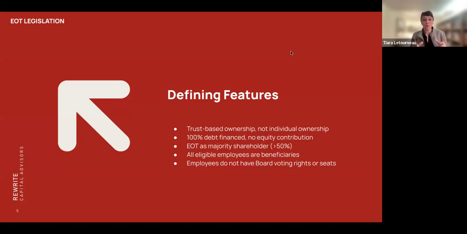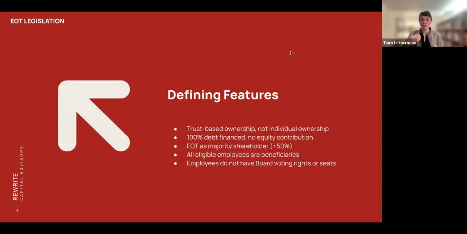The third thing is that in order for you to have this kind of employee ownership, the EOT has to be the majority shareholder. It must hold more than 50% of the shares. That's a legislative requirement of an EOT. So that's a really important thing to know as well. In this form of employee ownership, it is broad-based, all-inclusive. All eligible employees must be beneficiaries of the trust. You can't pick and choose. You can't say this is just for my senior management team or this is just for a core set of people who've worked here for 10 years. If you do an EOT, all employees are going to be beneficiaries.